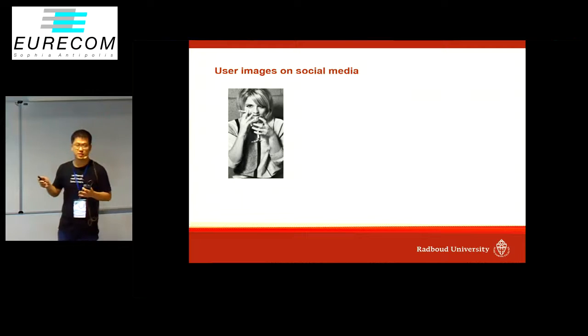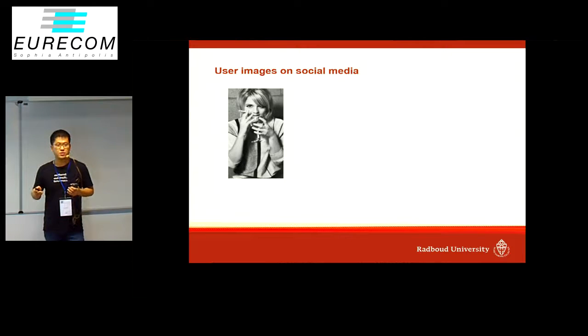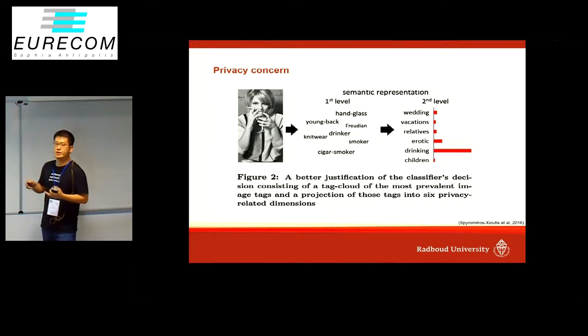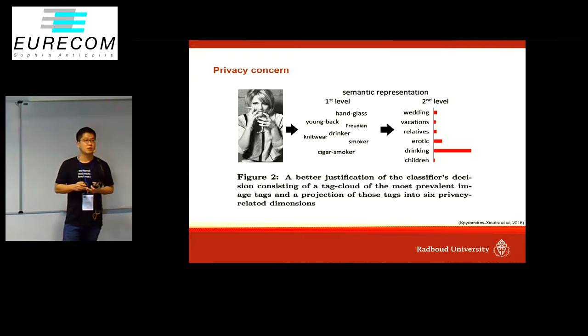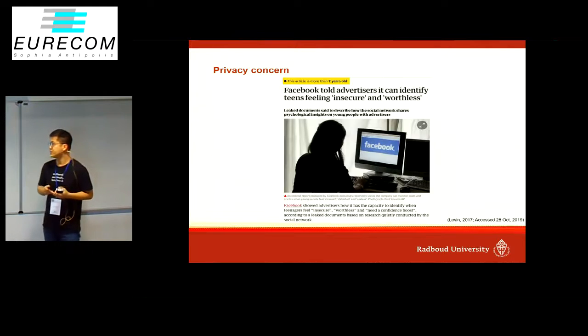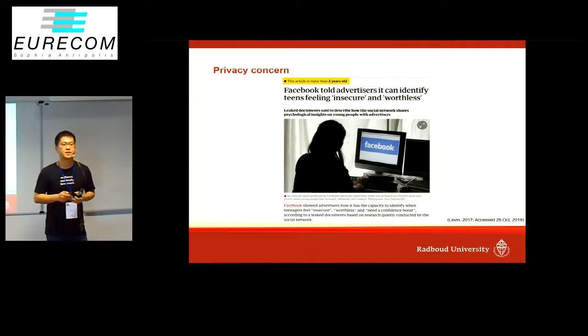The second example we're going to talk about is one user posting an image of having fun at a party with her friends, and the user just wants to share this image with friends. But what this user may not know is, automatic algorithms can easily predict whether the users are drinking, smoking, or feeling happy about drinking and smoking. I guess when users upload the images, they don't want to share this information with others, but it can be estimated. And Facebook also told advertisers it can identify teens feeling insecure and worthless based on the content of the image.